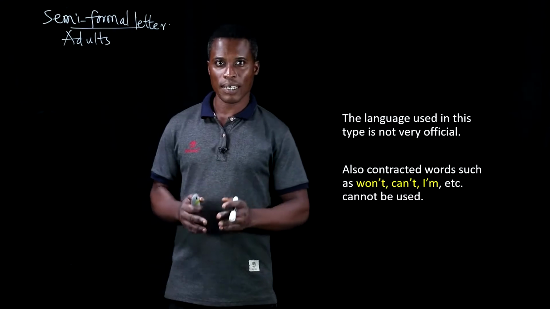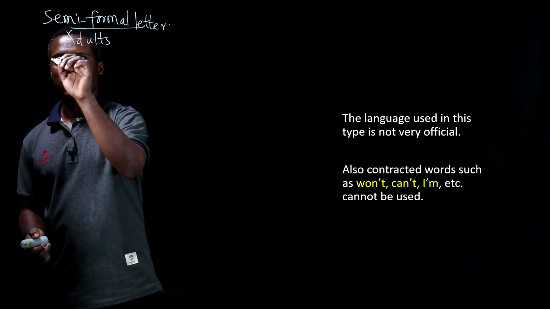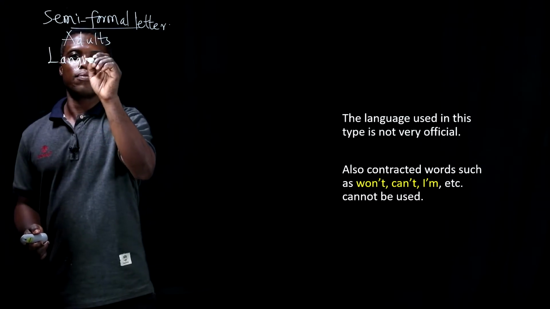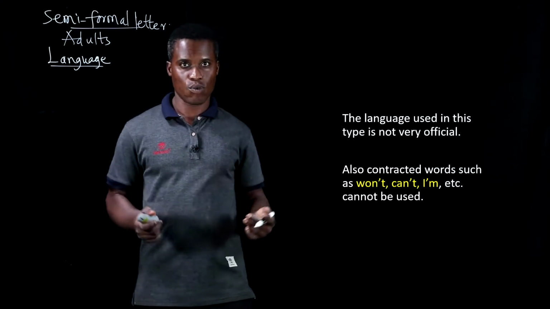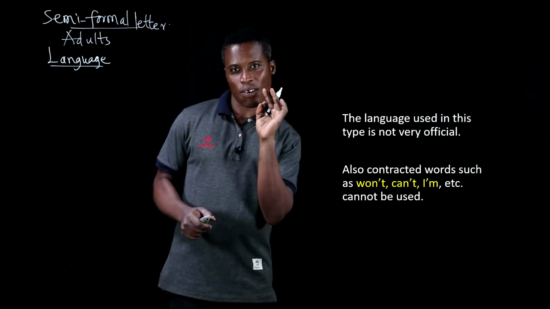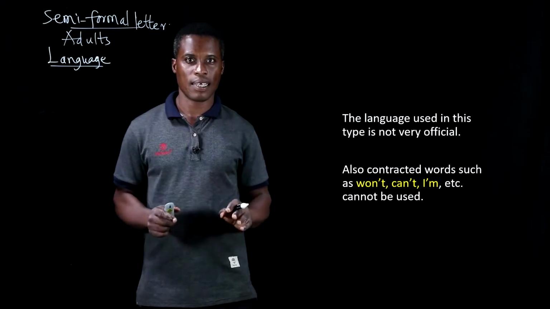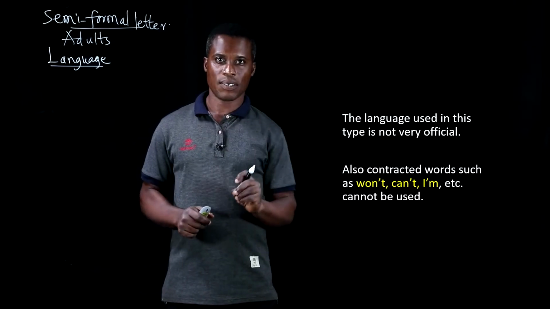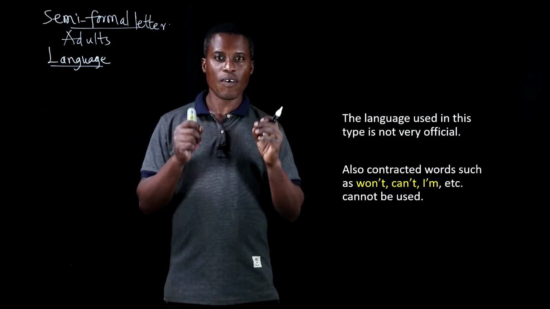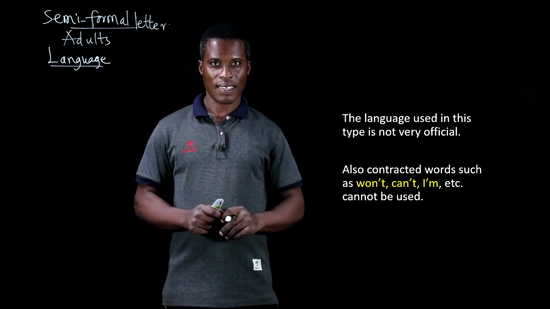The language used in this type is not very official. So the language is not official. Now, official refers to, that is, the features are not official. The parts of a semi-formal letter are not official. For example, the address. The semi-formal letter only contains one address and not two addresses. That makes it not very official.